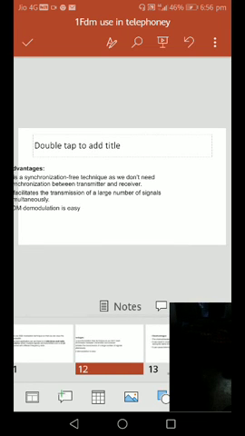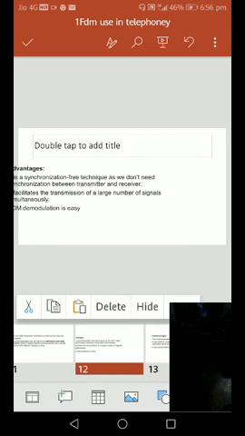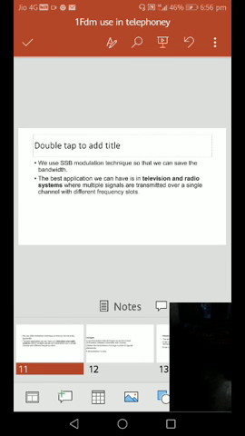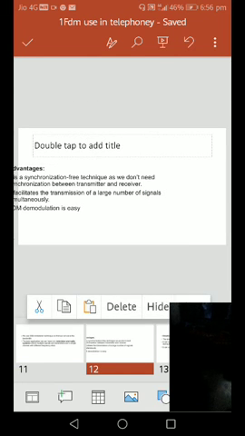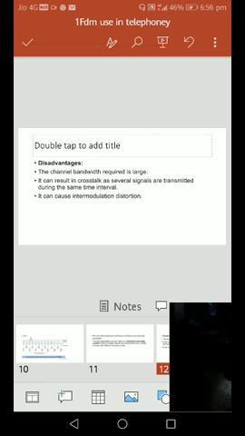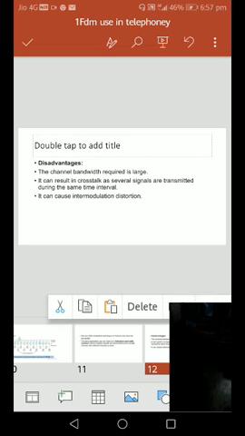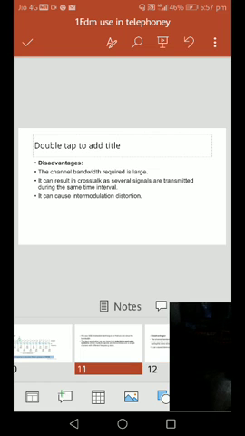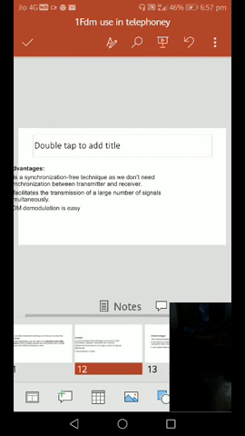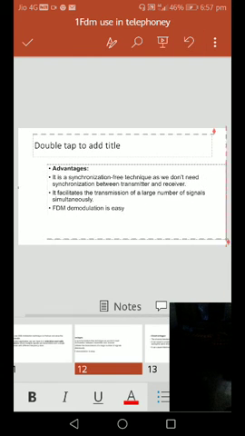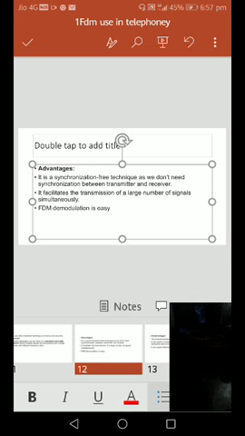Next slide, the advantages. There is no need for synchronization signals. It facilitates the transmission of a large number of signals simultaneously and demodulation is easy.